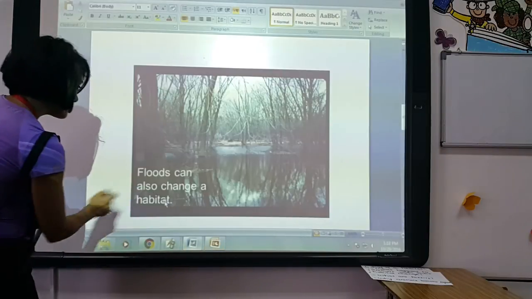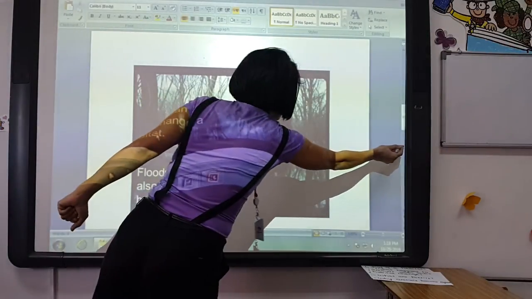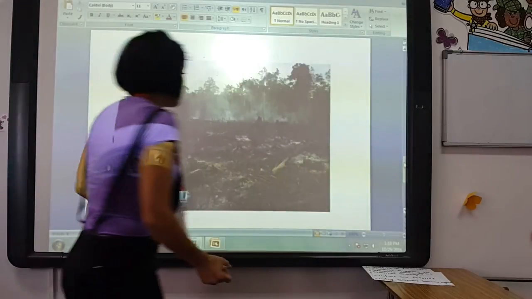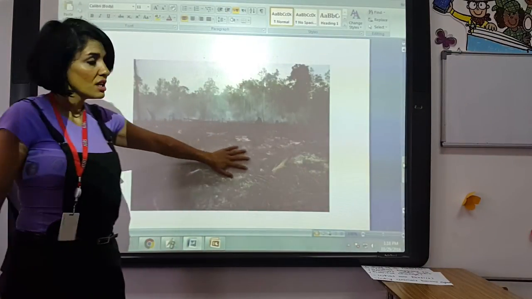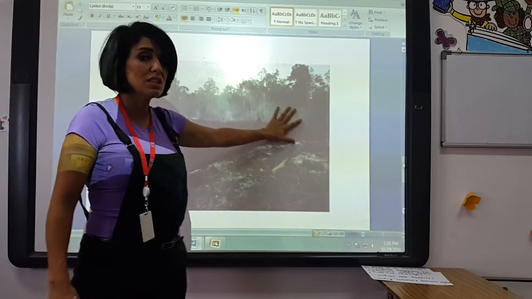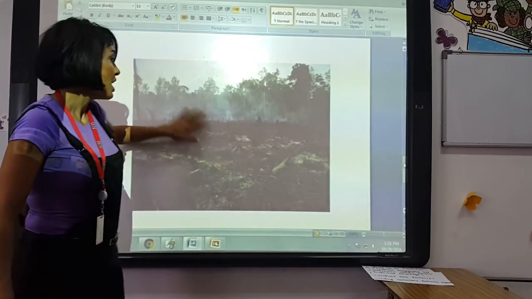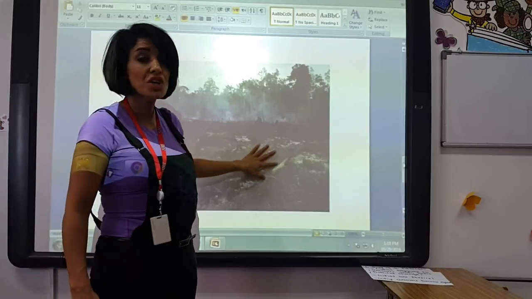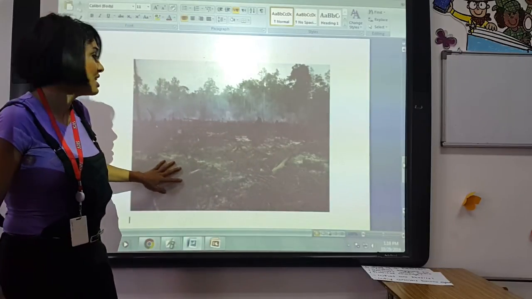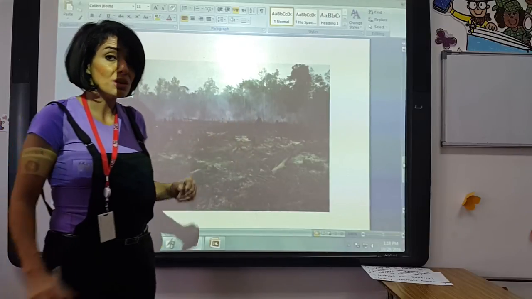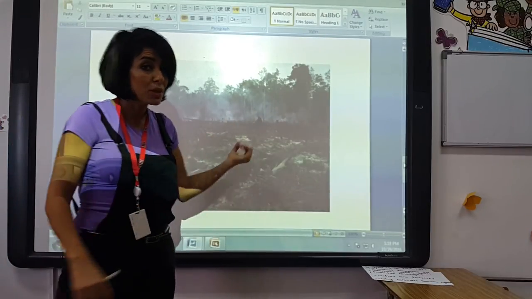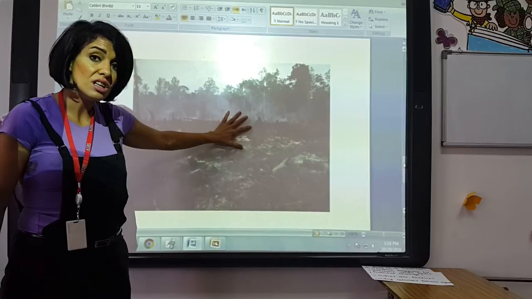Another cause is fire. If you look here, fire has destroyed this forest. It destroyed the trees. Trees are living things, and trees can be homes or shelters for some of the animals. And this will tell us that animals will be endangered because they may have lost their homes.